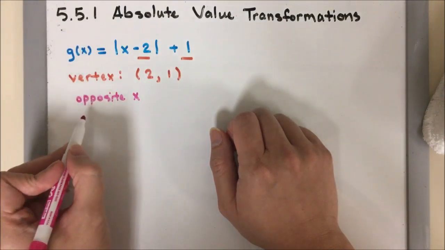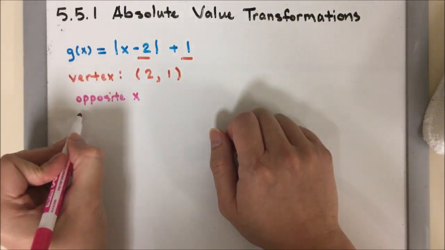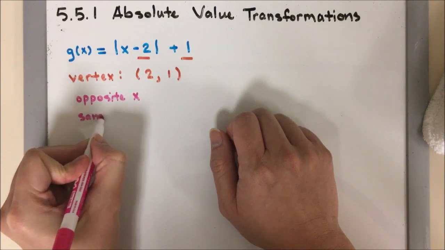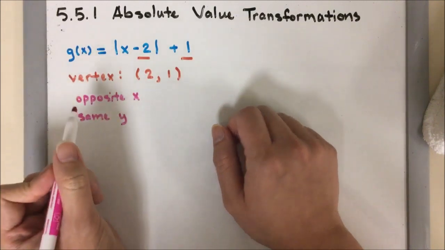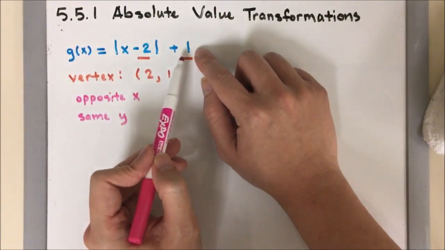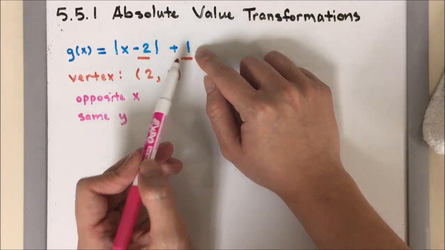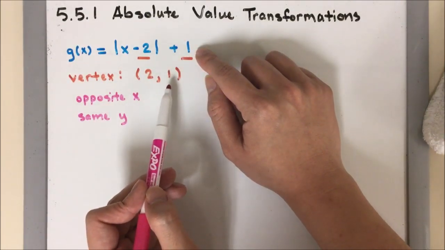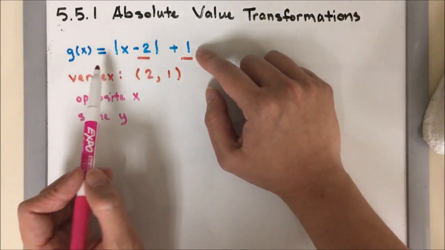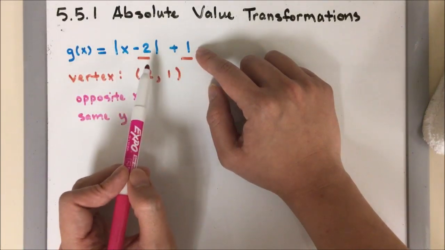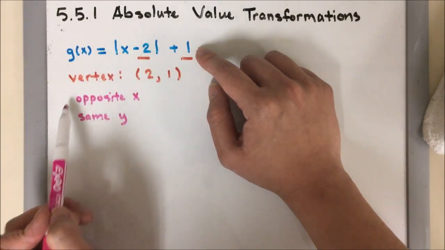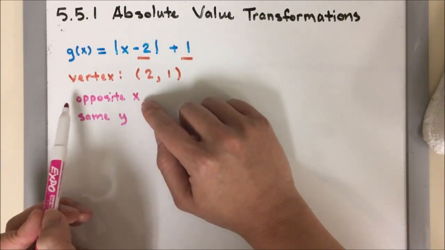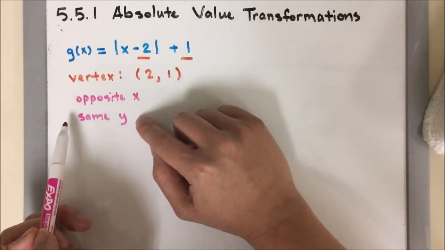Now the rule for the y coordinate is same y. So if you look at the function, it's plus 1, or positive 1. If you look at the vertex, it's also positive 1. So regardless of what function you have, as long as you follow these two rules, finding your vertex is always opposite x and same y.